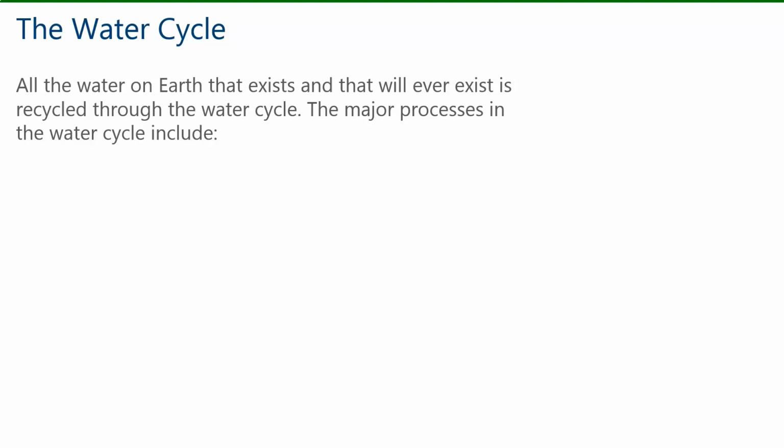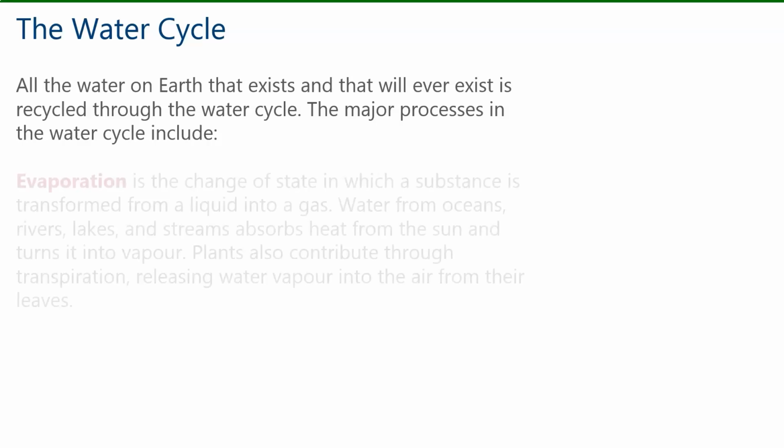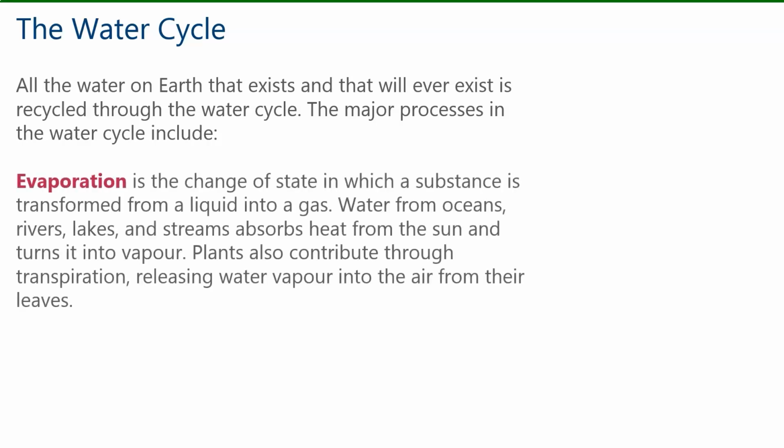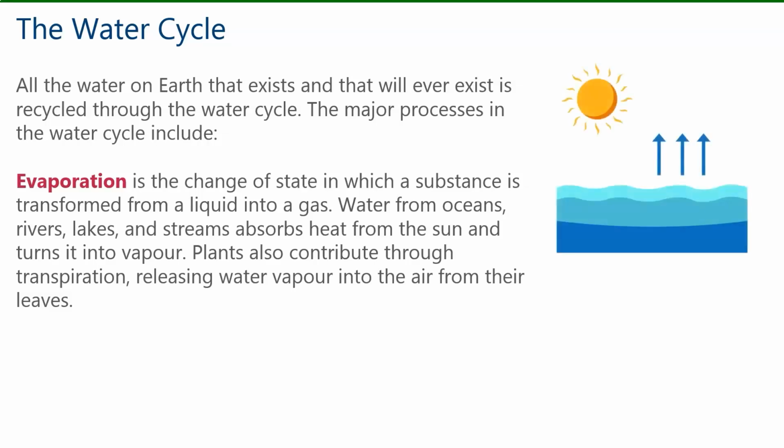The major processes in the water cycle include evaporation, which is the change in state in which a substance is transformed from a liquid into a gas. Water from oceans, rivers, lakes, and streams absorbs heat from the sun and turns into vapor. Plants also contribute through transpiration, releasing water vapor into the air from their leaves.